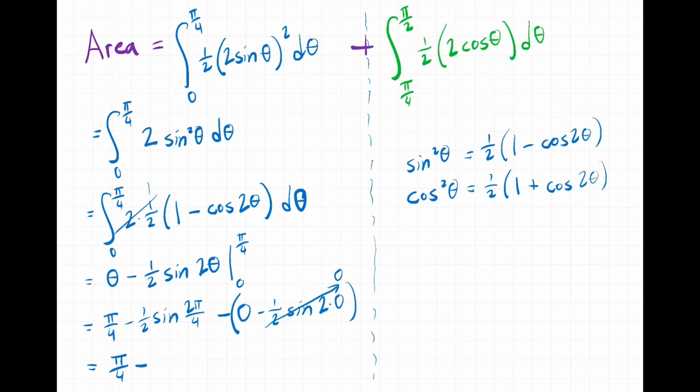minus, well, 2 pi over 4 is pi over 2. It's 1/2 pi. That is basically a right angle. That would be the angle that's pointing straight upward. The sine of that angle is 1. So 1/2 of that is just 1/2. That is the value of the first integral that we did.